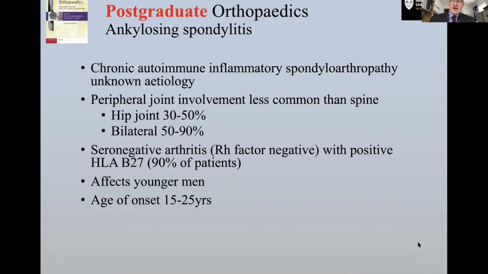We'll move on to ankylosing spondylitis. This is a chronic autoimmune inflammatory spondyloarthropathy of unknown etiology. Peripheral joint involvement is less common than spine. Hip joint is involved in 30 to 50% of cases, and bilateral in 50 to 90%. It's a seronegative arthritis, with the rheumatoid factor being negative, and positive for HLA-B27 in 90% of patients. It affects young men, average age of onset between 15 and 25 years.